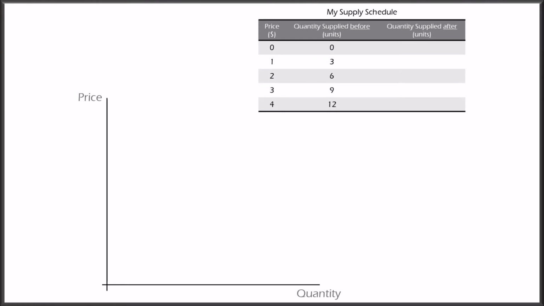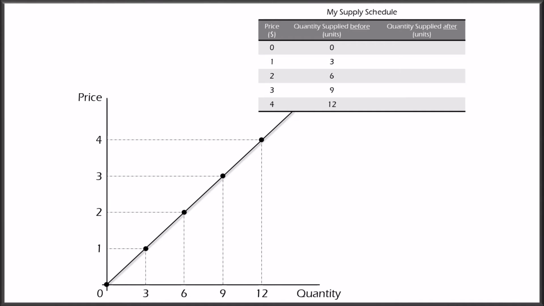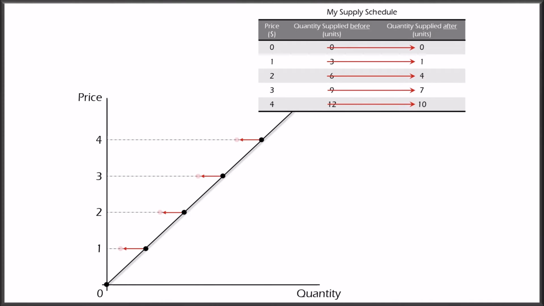We can show the shift by first drawing the initial supply curve with quantity supplied before the change. We then draw the new points on the graph and link them together to find the new supply curve. Note that a shift of the supply curve to the left is called a decrease in supply.